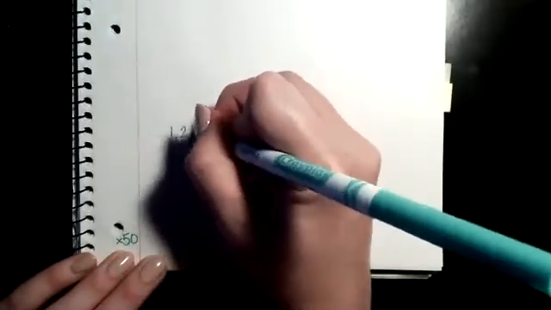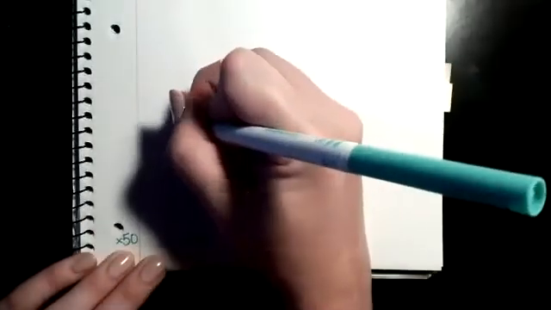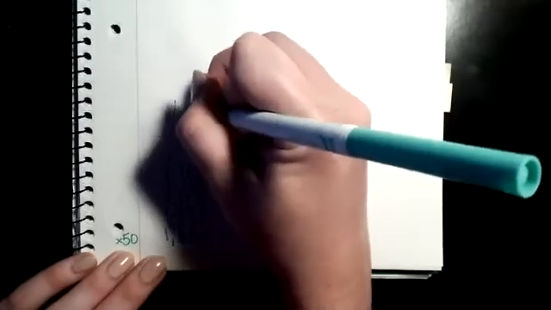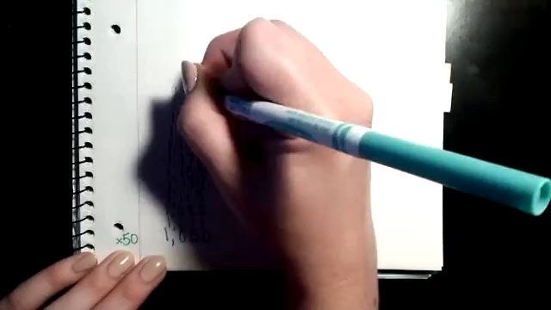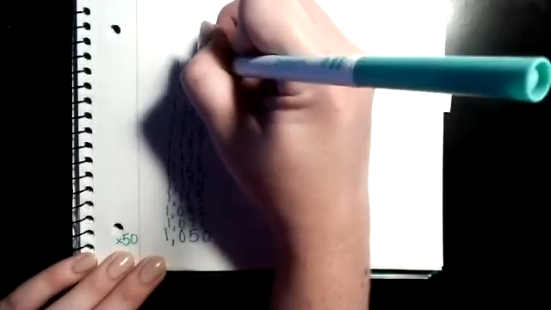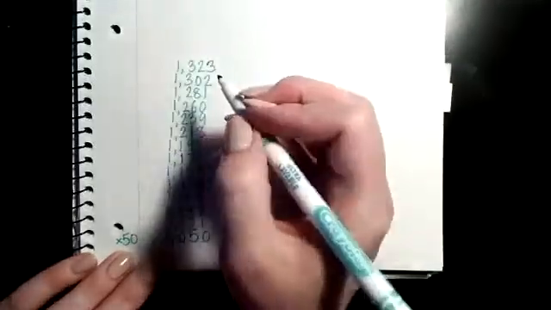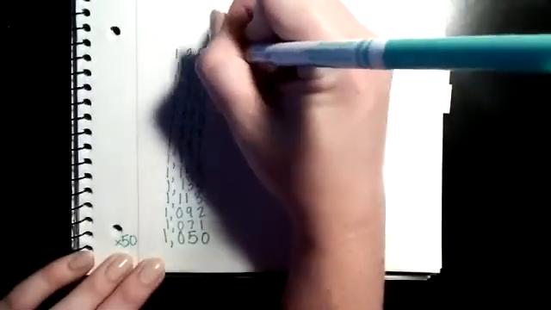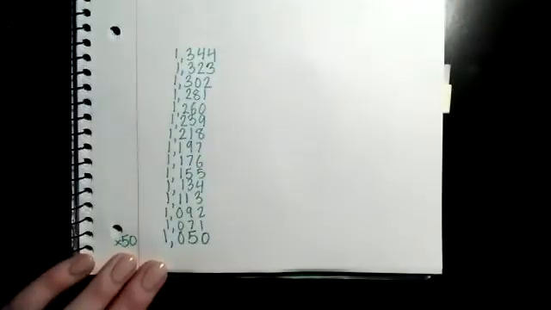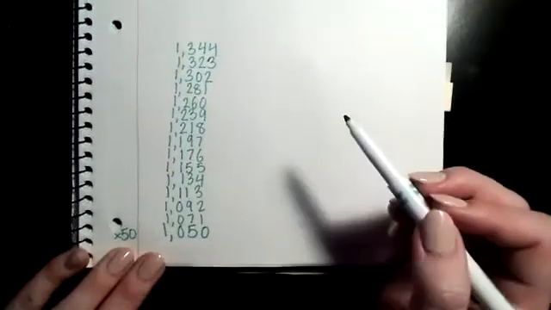1,218, 1,239, 1,260, 1,281, 1,302, 1,323. Looks like I'm getting pretty close. I'm in the 300s. And 1,344. There we go. There's my number. Sorry, my tower's leaning a little bit. It's okay.